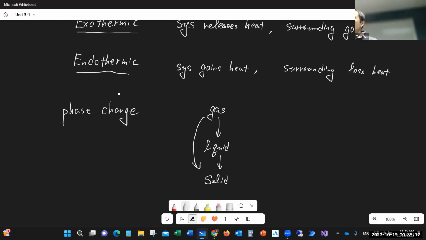So from gas to liquid, gas to solid, or liquid to solid, those processes are all exothermic processes. They are releasing heat. The temperature will cool down. Make sense, right? So those are releasing heat. Sorry, this is an exothermic process, releasing heat.